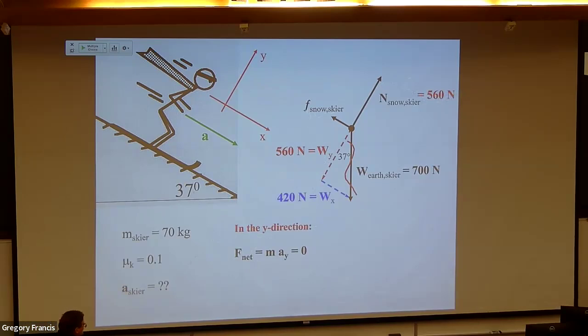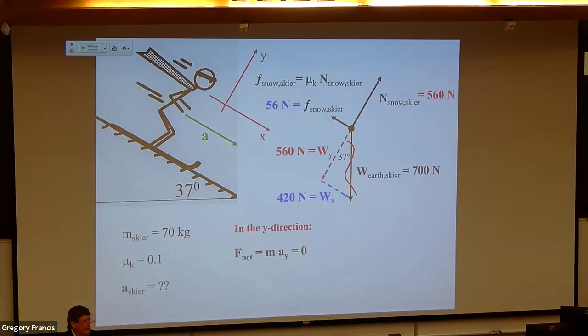Now, to find the friction force, I just take the coefficient, which is given in the problem, 0.1, and I multiply it by the normal force, which we just found is 560. Multiplying by 0.1 is the same as dividing by 10. And you can do that without your calculator. 560 divided by 10 is just 56. Does everyone see where I got the 56?